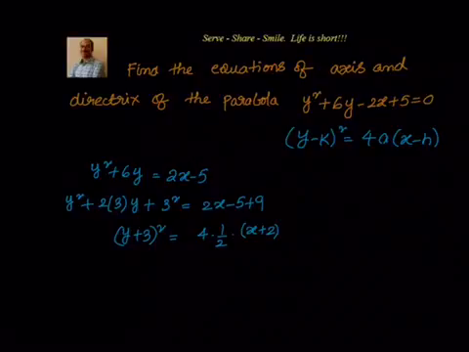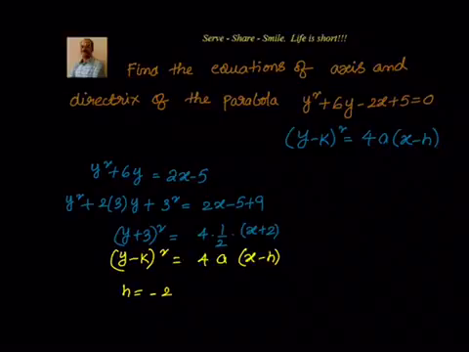Now based on this, what do we know? When I compare this with y minus k whole square is equal to 4 into a into x minus h, I know that h is equal to minus 2, k is equal to minus 3, and a equal to 1 by 2. Now once we know that this equation is y minus k whole square equal to 4a into x minus h, we know that it is opening to the right side, so we can go ahead.